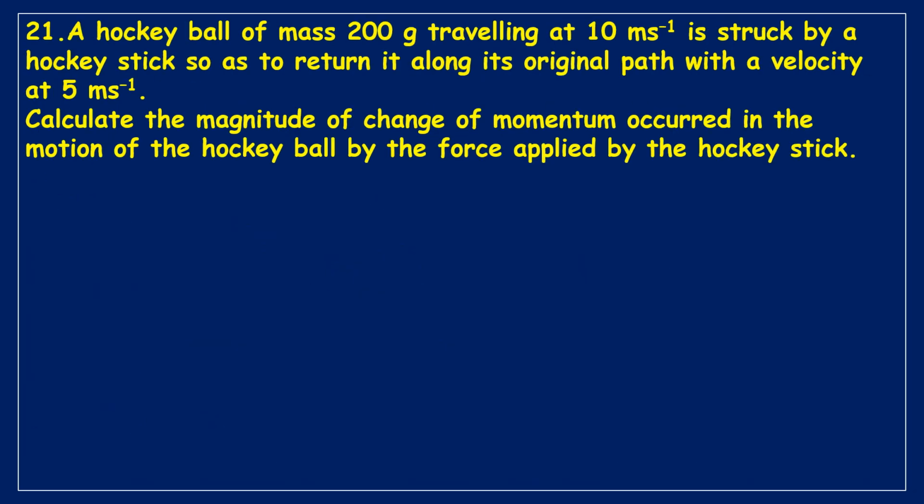A hockey ball of mass 200 grams is given, traveling at 10 meters per second, and it is struck by a hockey stick so as to return it along its original path with a velocity of 5 meters per second. So the ball is traveling at 10 meters per second, but it was struck by a hockey stick to change its velocity to 5 meters per second. This is the situation we have.